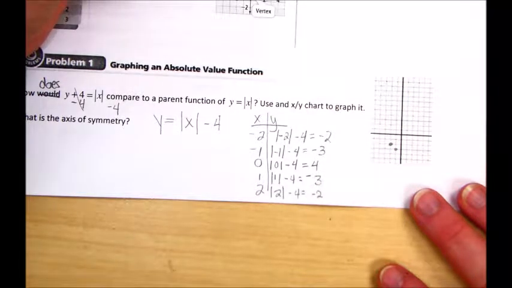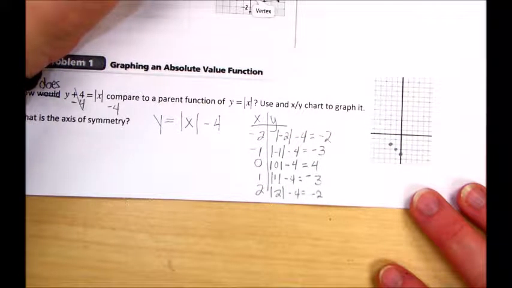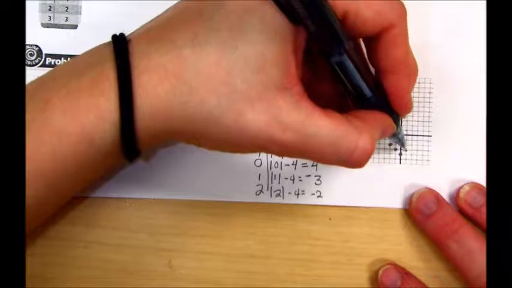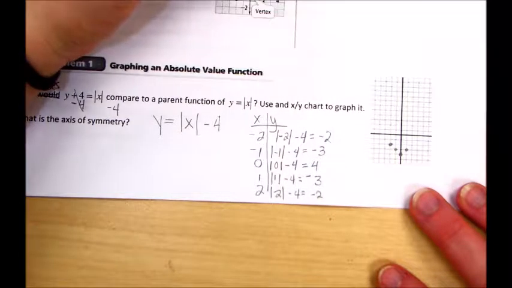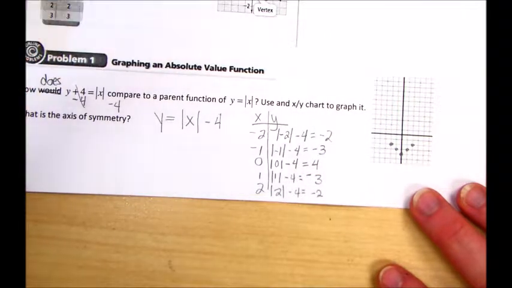0, -4, left and right 0, down 4. Look, you just found your vertex. It's your middle point. 1, -3. See how we're going to make that V shape now? And 2, -2. So right 2, down 2.